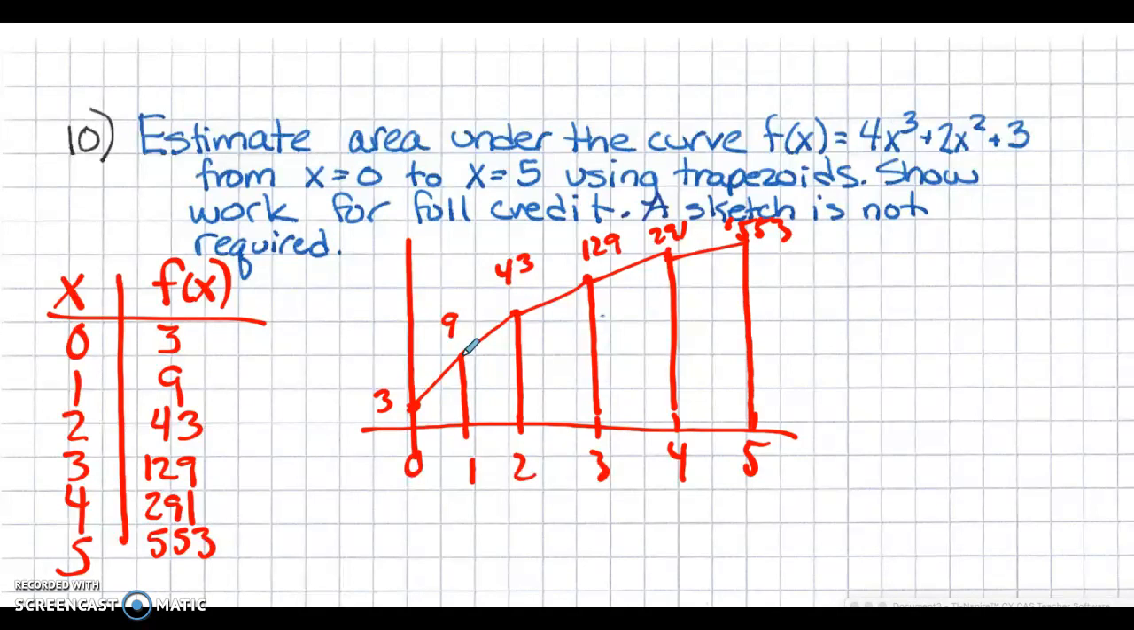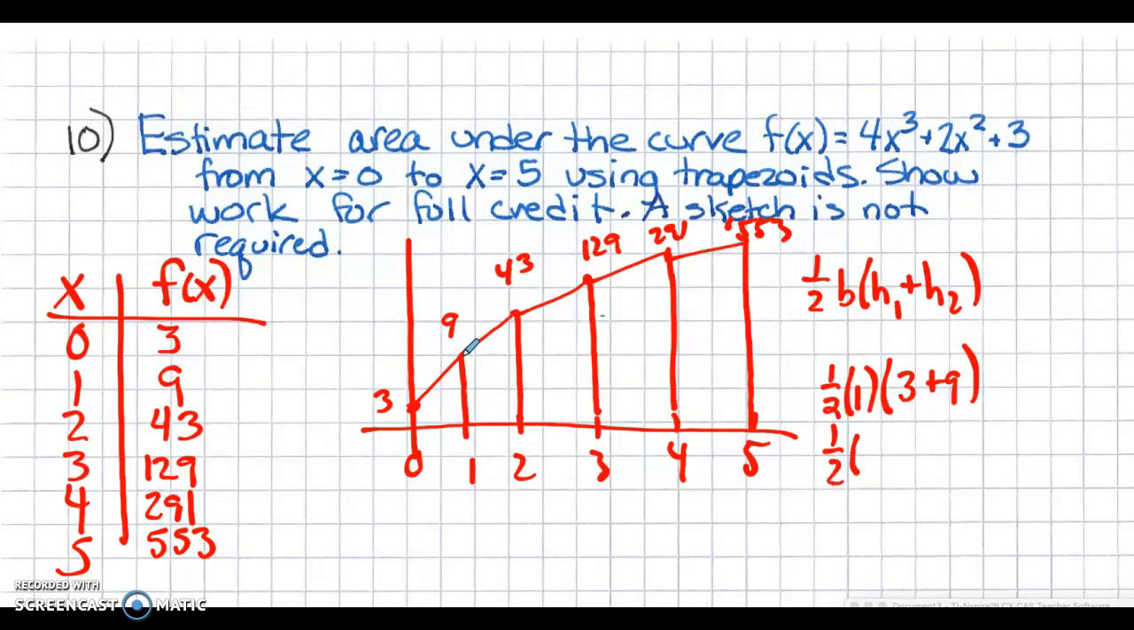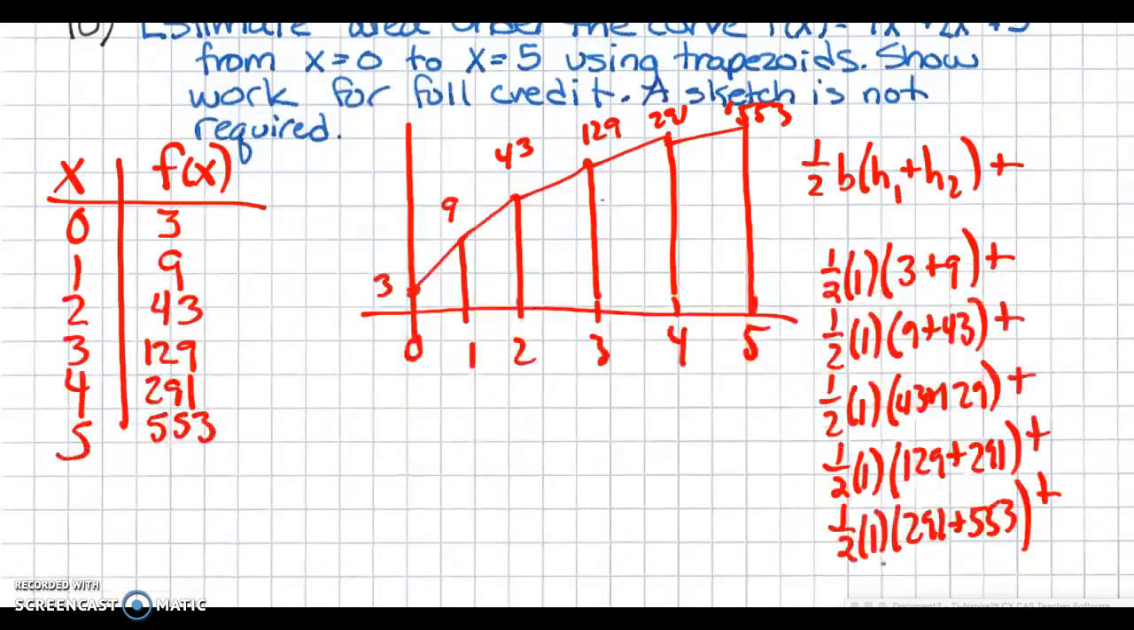So we're just going to work out the equation for each individual trapezoid, which is 1/2 base times the sum of the heights. So the first trapezoid is 1/2 times 1 times 3 plus 9. And the second one is 1/2 times 1 times 9 plus 43. And magically watch all the other ones appear. So there they are all added together. You can put them in your calculator to get a number. I don't need you to for now, as long as you fill that out. Okay? Have a good day.